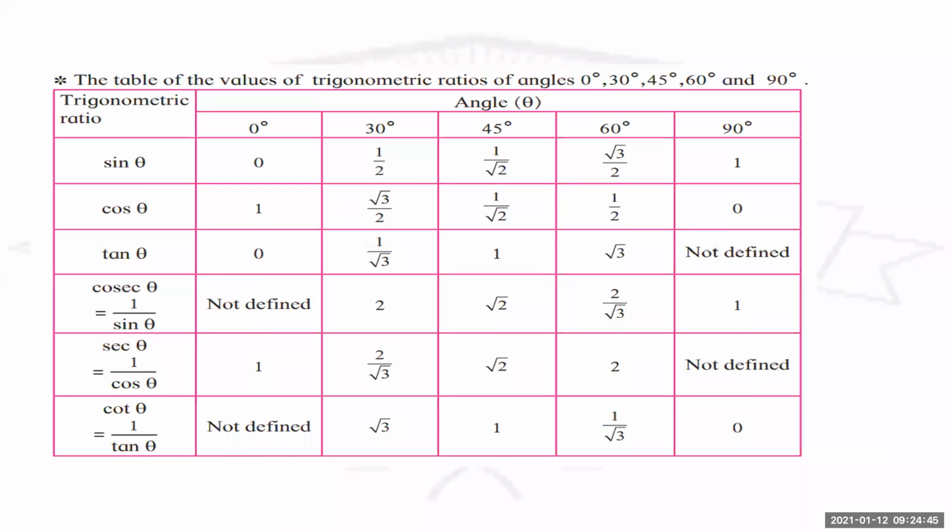The table of the values of the trigonometric ratios of angles 0 degrees, 30 degrees, 45 degrees, 60 degrees, and 90 degrees is the complete table with all the values like sine, cos, tan. But I'll tell you to remember how to get the value of sine. Once you get the value of sine, all the values will be known to you very easily. Is that clear? This is there in your textbook. So we'll move ahead.